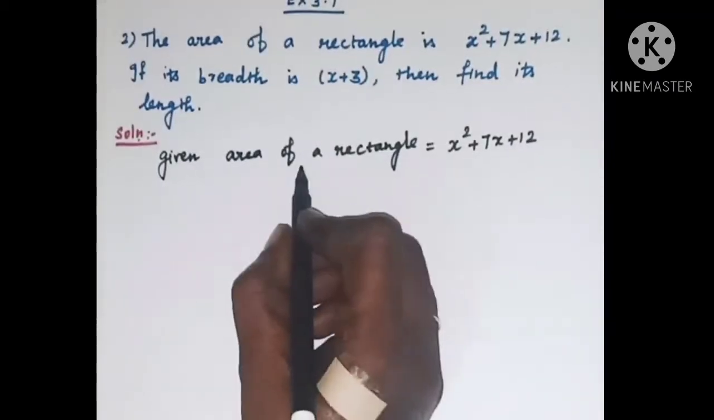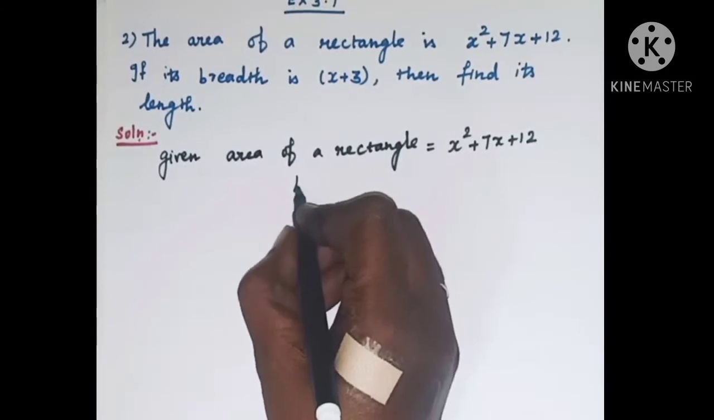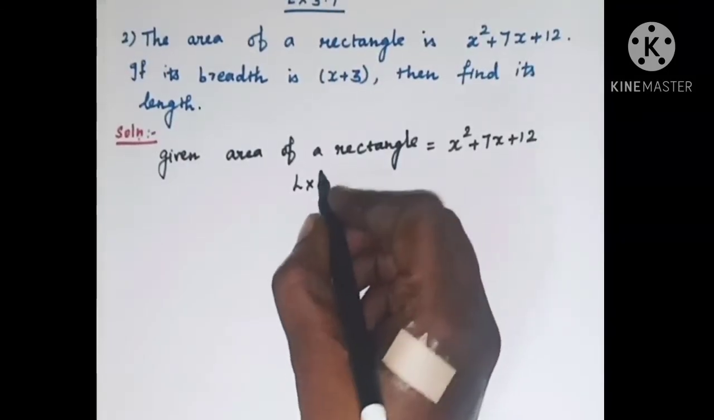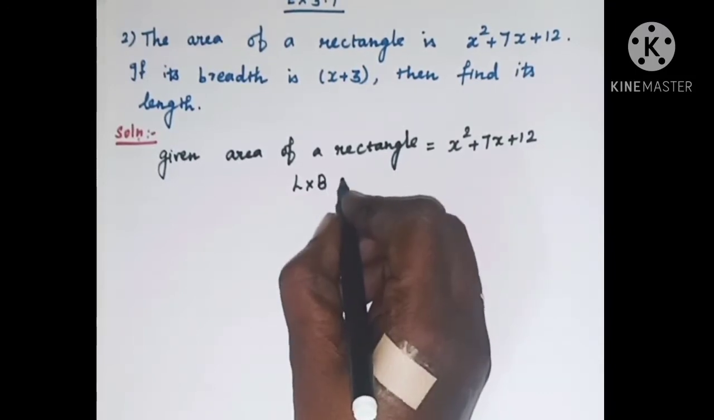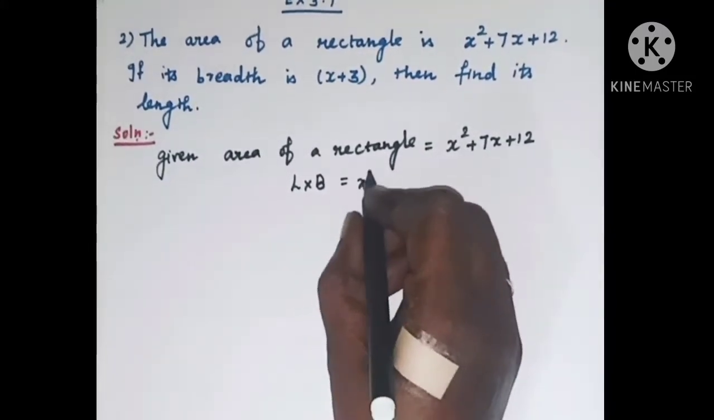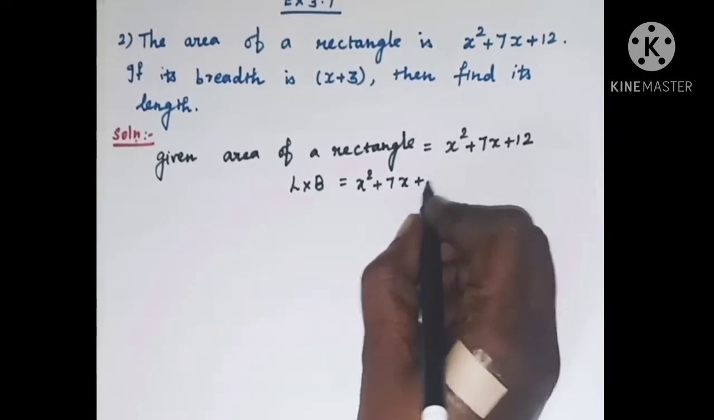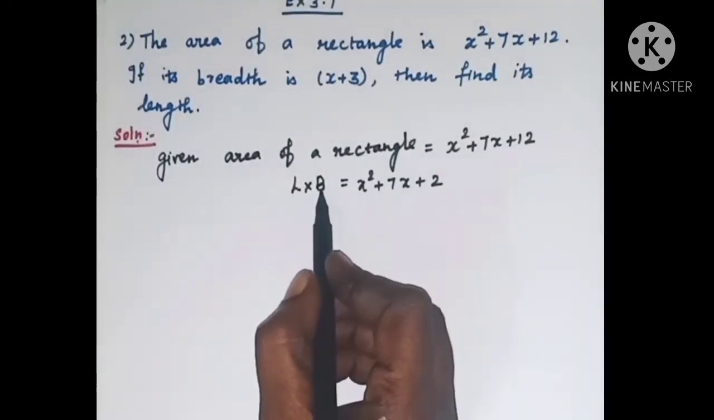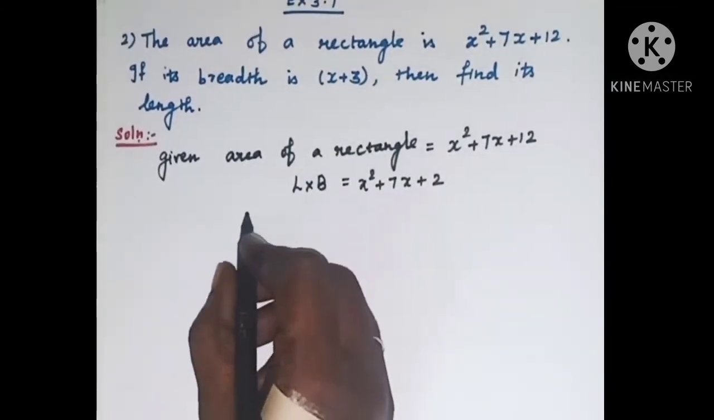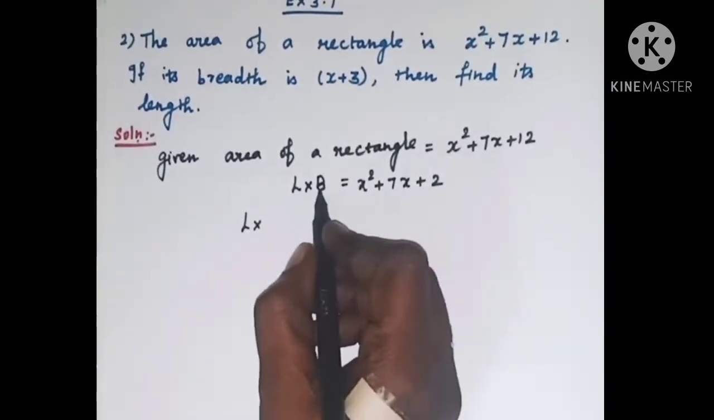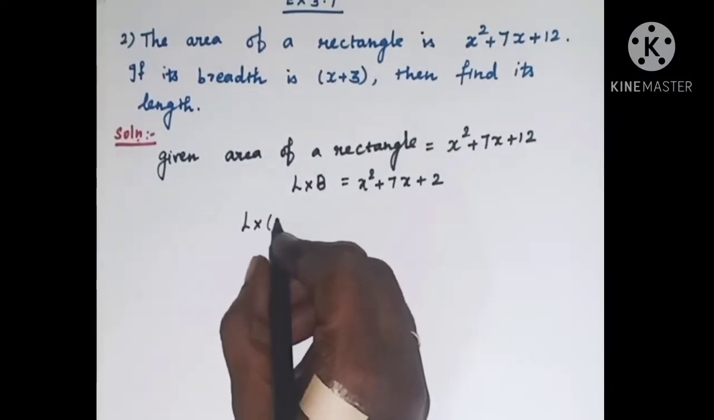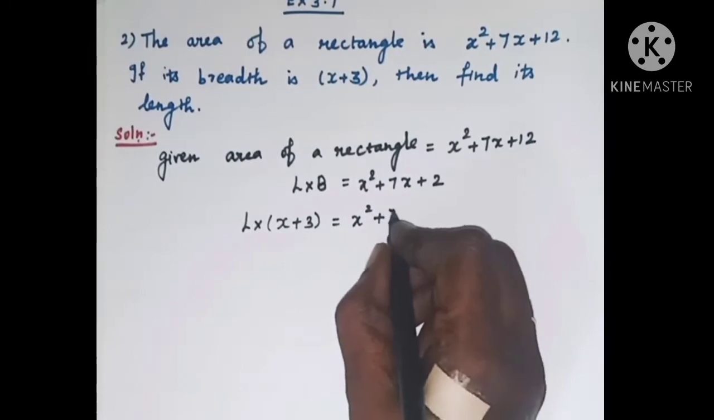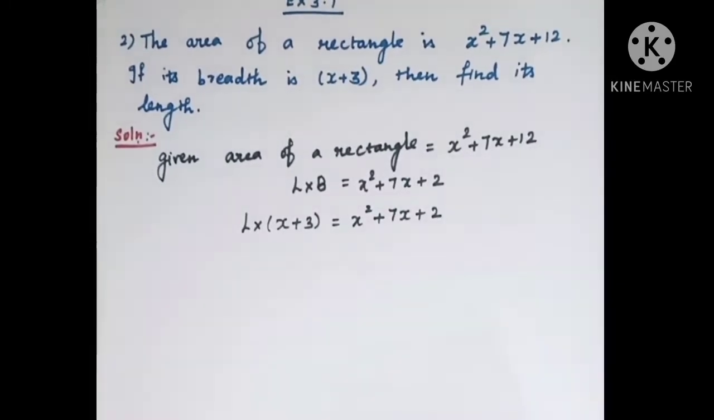We know the area of the rectangle formula is length into breadth, that is L into B. So length into breadth, L into B, is equal to the given x square plus 7x plus 12. The breadth of the rectangle is B and the length is L. Here the breadth is x plus 3, and the area is x square plus 7x plus 12.